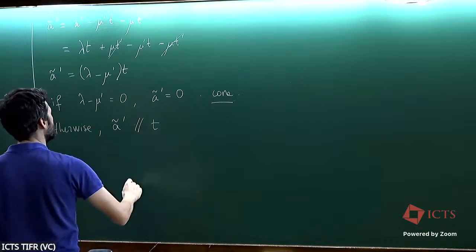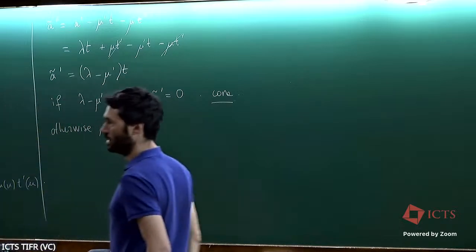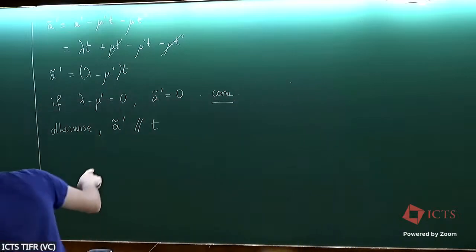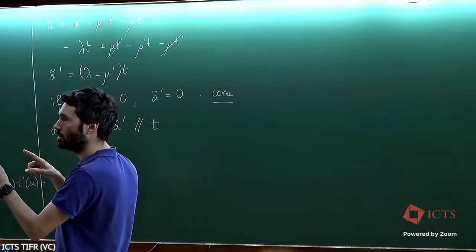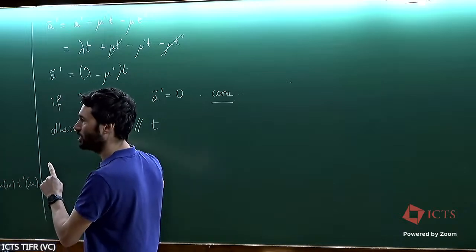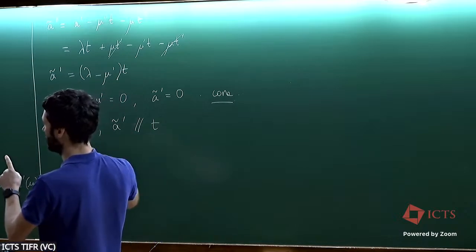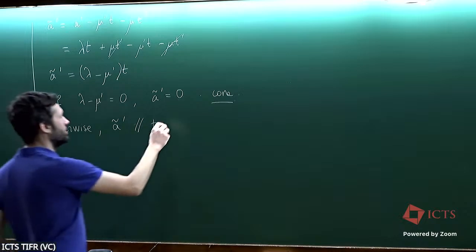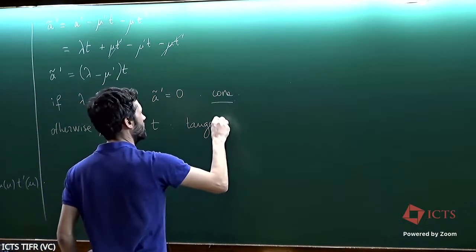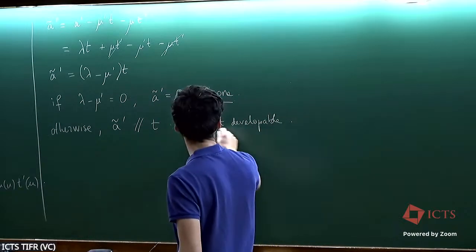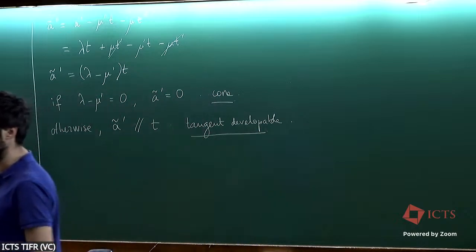If it is not a cone, then a tilde prime lies along the tangent vector t. So this a tilde prime is the tangent vector to the baseline a. This tangent vector to the baseline is collinear to the generatrix t. In this case, this is called a tangent developable surface. So locally, it should be one of these three types.